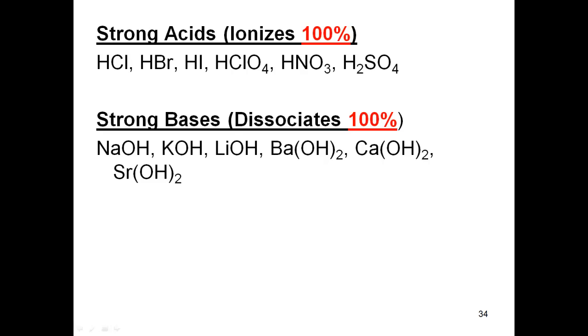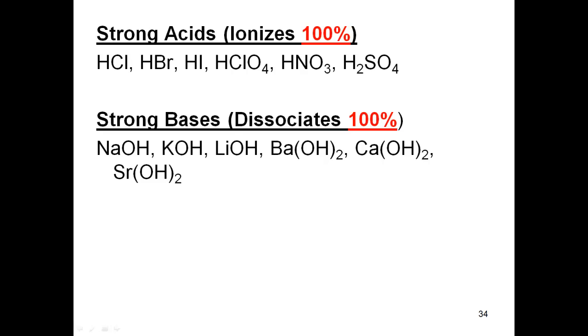Contrary to something like hydrogen cyanide, which is a weak acid, it ionizes less than 5%. So the majority of that species stays as HCN, and only a small fraction forms the H plus and the CN minus.